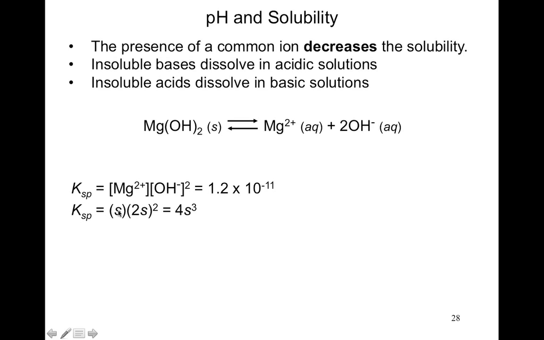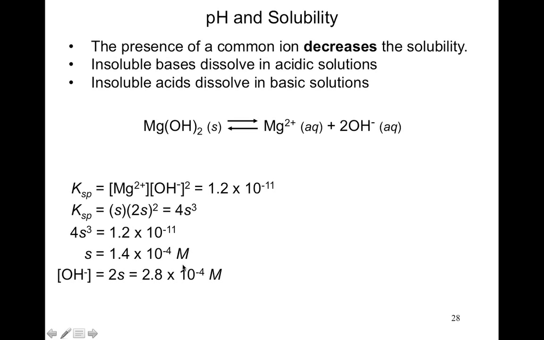Here we can solve for Ksp, saying S is what's coming from magnesium, and 2S is what's coming from hydroxide, and then we have to square that concentration. So we end up with 4S cubed. And so if we set our 4S cubed, which is our change in solubility, equal to our Ksp, we can solve for S. We just take 1.2 times 10 to the negative 11, divide it by 4, raise it to the power of 1/3, and we've got an S of 1.4 times 10 to the negative 4th molar.